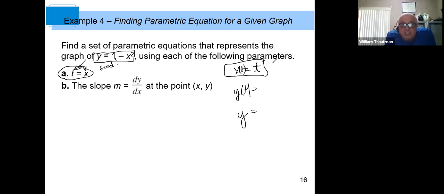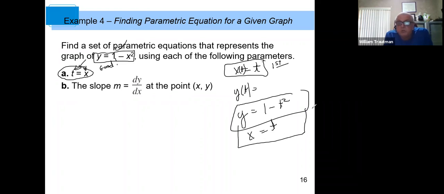So this is the first equation, and the second equation is this one, 1 minus x squared. However, part A tells us t and x equal each other, so just change the x to t. And we have our two parametric equations, x equals t and y equals 1 minus t squared. That's it. It's really not that bad when x equals t, and even if it's not equal to t, it's not that bad.